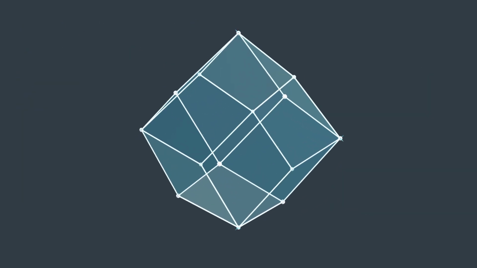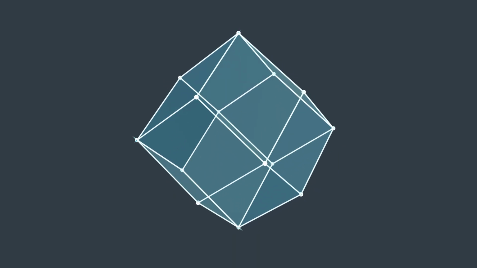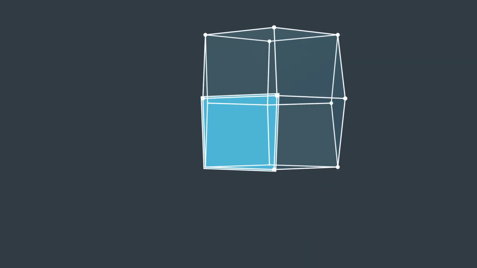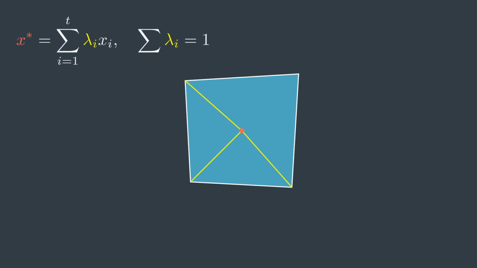Here is the analogous 3D visualization. Since x star is on the boundary of our polytope, it must also lie on a face. This means that it can also be represented as a convex combination of the vertices. The same argument applies, and every point on the face must also be optimal. And the proof is complete. Either a vertex is optimal, or the entire face which the vertex lies on is optimal.